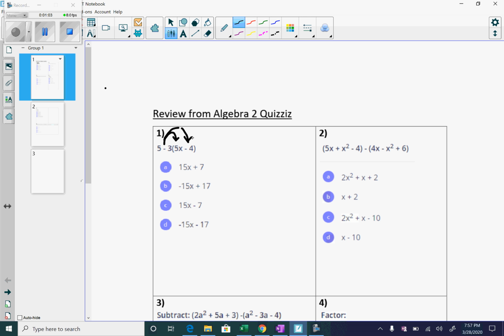You're distributing -3. So we're going to just bring down the 5. -3 times 5x is -15x. And -3 times -4 is +12. Okay, now we can go ahead and combine like terms. So we're just going to bring down that -15x, and +5 plus +12 gives me +17. So our answer is choice B.